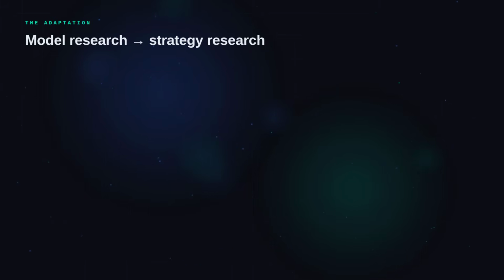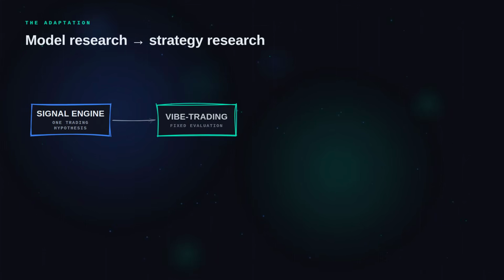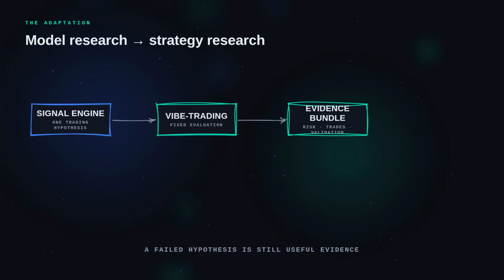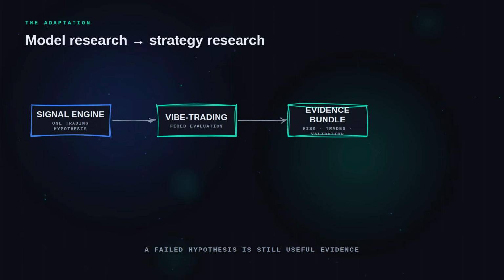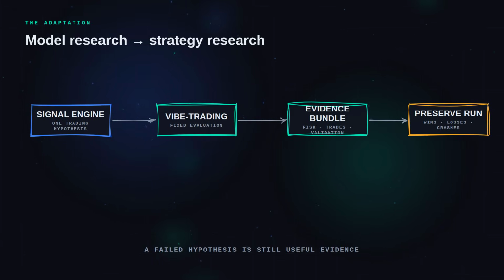I borrowed that research shape, not the machine learning code. The fixed evaluation harness becomes Vibe Trading. The editable training file becomes one new signal engine. Validation loss becomes a bundle of return, drawdown, Sharpe, trades, Monte Carlo, and walk-forward results, because markets cannot be reduced honestly to one score. And instead of keeping only the latest winner, I preserve every run. A failed hypothesis can be useful evidence for the next agent, so the memory contains losses and crashes too.